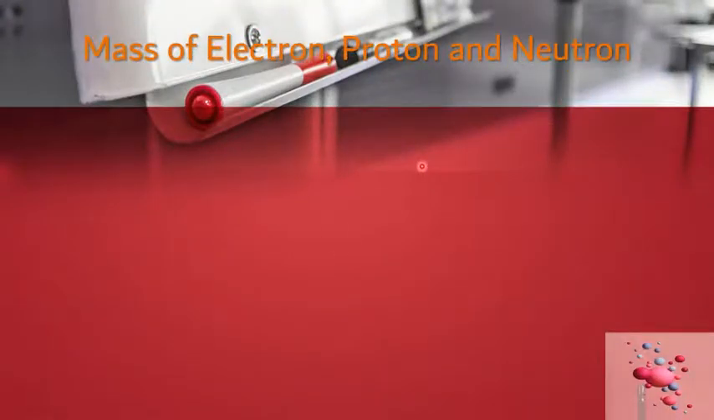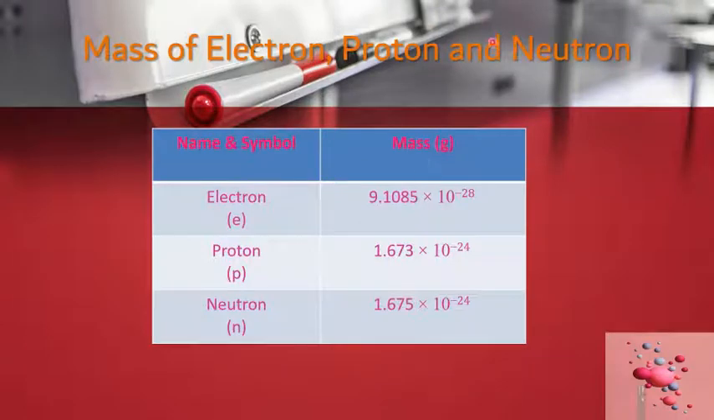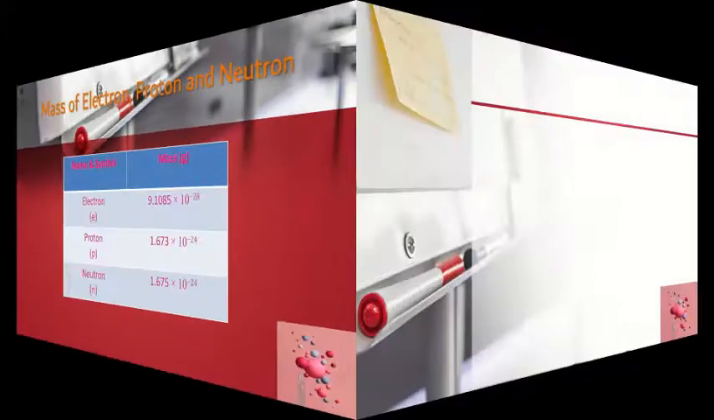Now, the mass of electron, proton and neutron, you learned this in one previous class. This is the mass of electron, you have no need to use here, but the mass of proton and neutron you need to use for the calculation of mass of atom. The mass of proton is 1.673 into 10 to the power minus 24 gram, and the mass of neutron is 1.675 into 10 to the power minus 24 gram.